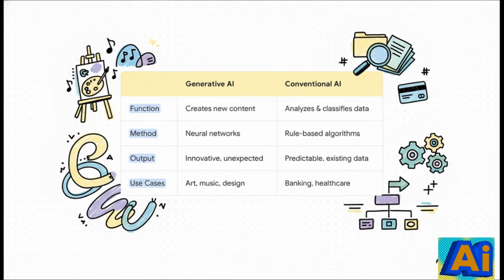Think of conventional AI as the analyst. It's really good at processing, classifying, and following a set of rules. You see it in banking, fraud detection, that kind of thing. The output is predictable. But generative AI, that's the artist. It's not analyzing, it's creating. It comes up with fresh, innovative, and sometimes totally surprising things. It's a true game changer for anyone in a creative field: art, music, you name it.